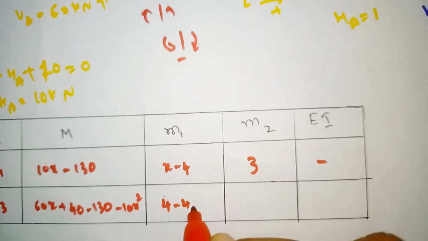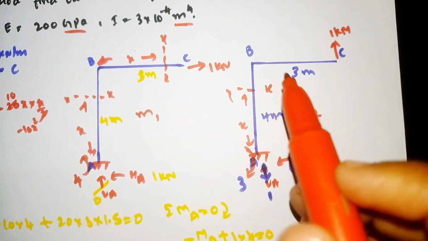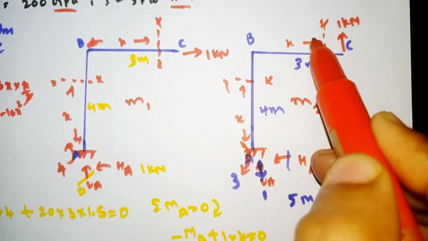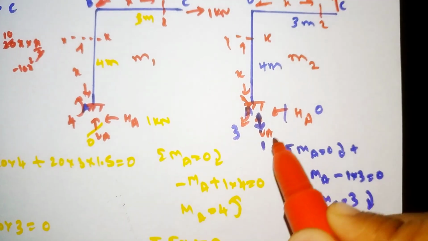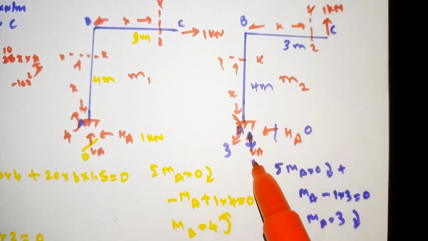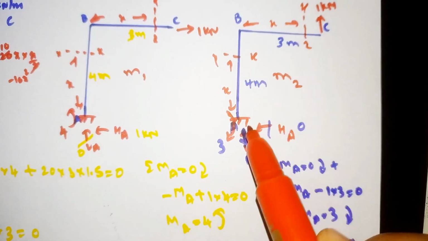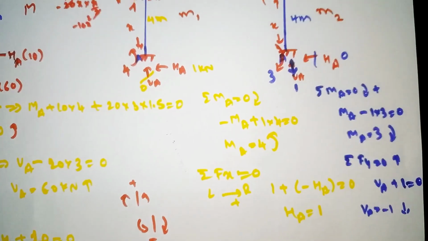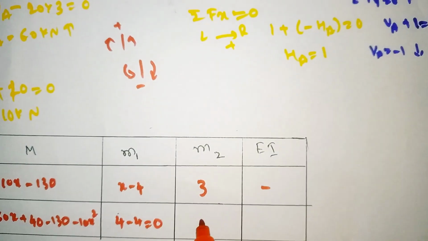Minus 4. So 4 minus 4 becomes 0. Similarly for M2, for BC, if you cut the section at a distance of X from the origin B, here the 1 kilonewton load is moving. We need to see the perpendicular distance for 1 kilonewton. So this BC is perpendicular. It has a distance of X. So 1 into X. It is moving down, which means we need to take the minus. So minus 1 into X, which is nothing but minus X.